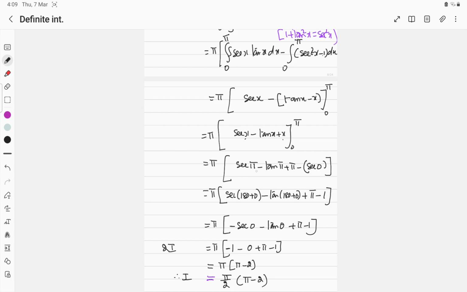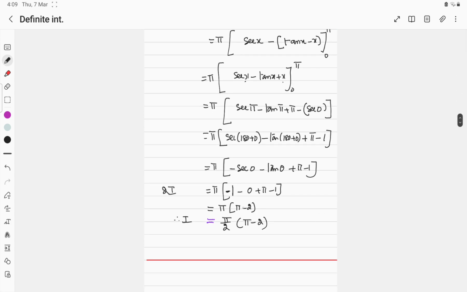Secant pi, that is secant 180, is equal to secant 0 in magnitude, which is 1, but 180 degrees lies on the second quadrant boundary, therefore secant pi is equal to minus 1. Tan 0 is equal to 0. So we get pi minus 1 plus pi, that is pi into pi minus 2. 2I is equal to pi into (pi minus 2), so I is equal to pi by 2 into (pi minus 2).